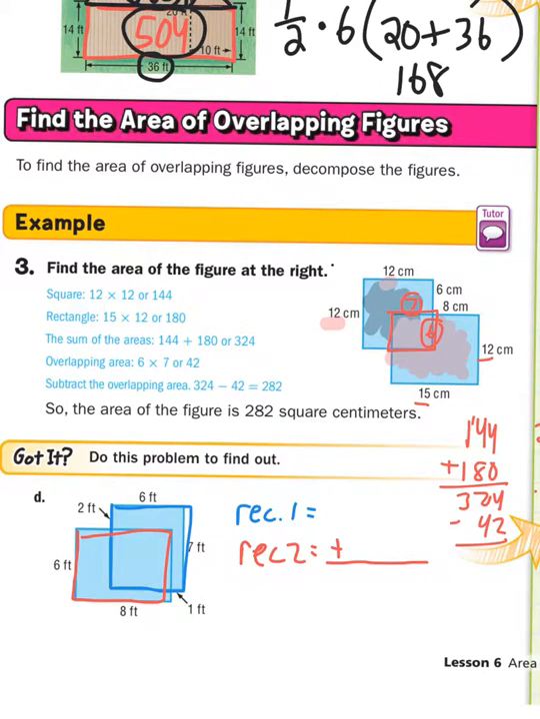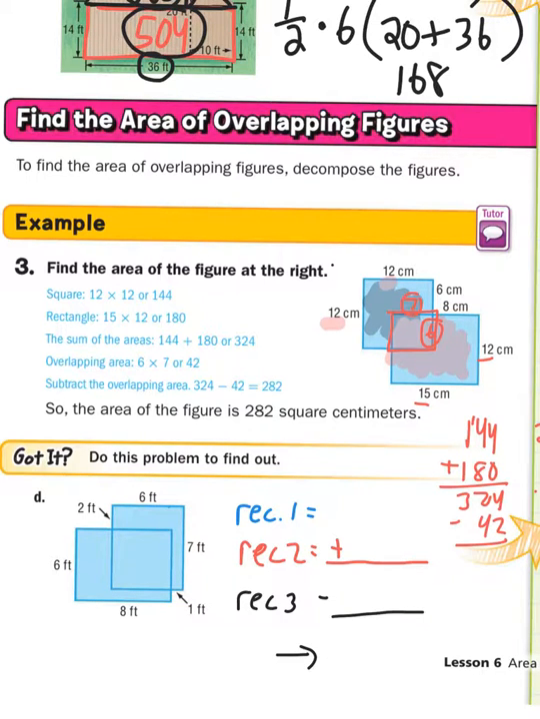Then we're going to find the area of this overlapping rectangle, and we're going to have to subtract that. We'll call that rectangle 3. We're going to have to subtract that to get our final answer, which will be here. So be ready to go.